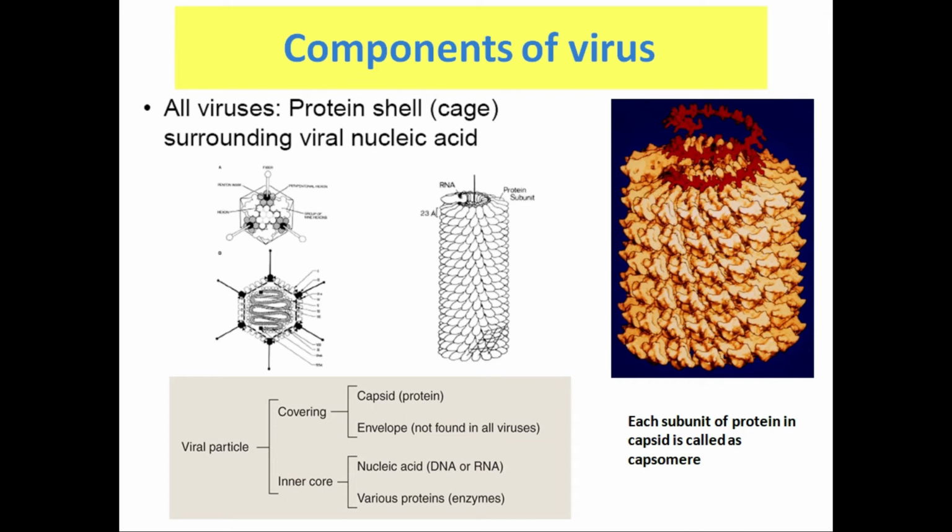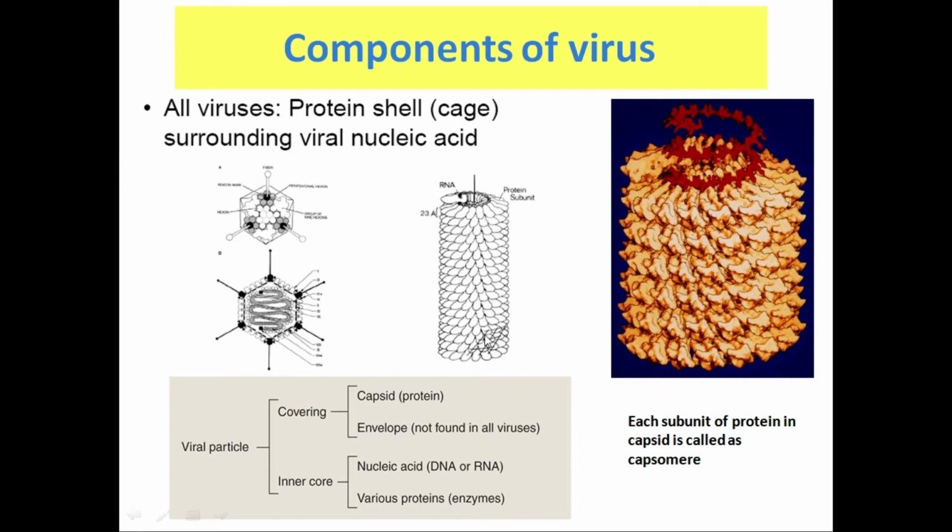We have already said this, all viruses have a protein coat or a protein shell or a protein cage that is called as capsid that surrounds the nucleic acid genome of the virus. So whatever be the shape of the virus, be it icosahedral or rod shape, the outer coat is made up of protein and that is called capsid. And inside the cage, inside the shell, we have nucleic acid molecule. It may be RNA or it may be DNA, but only one type, not both.